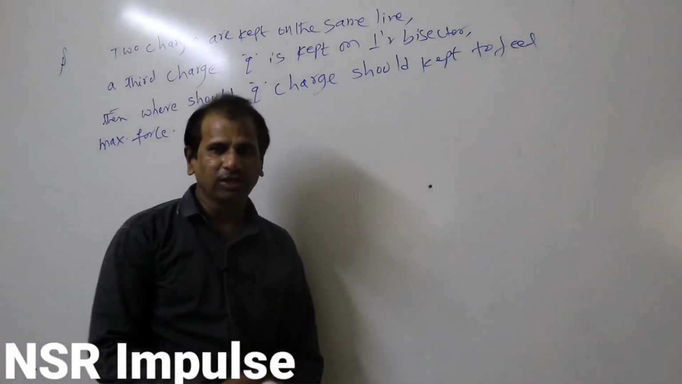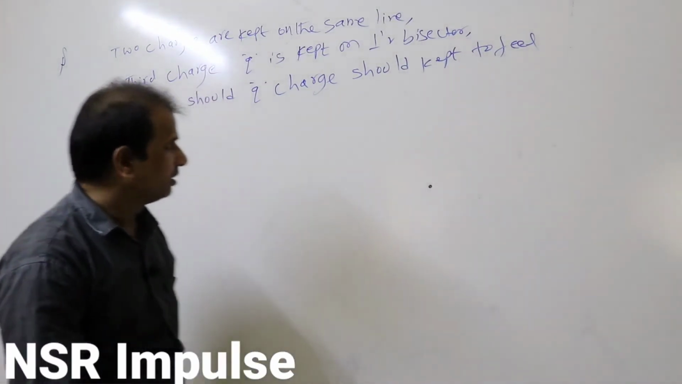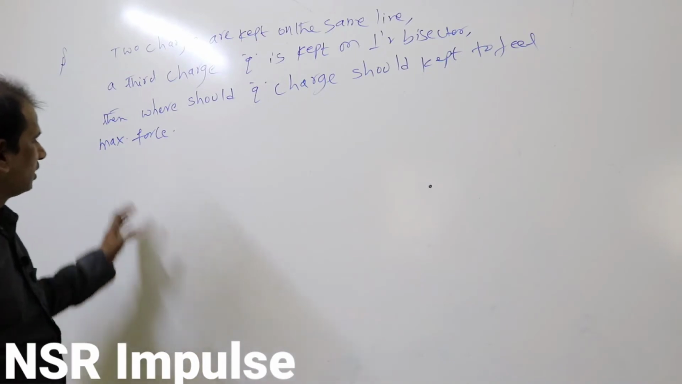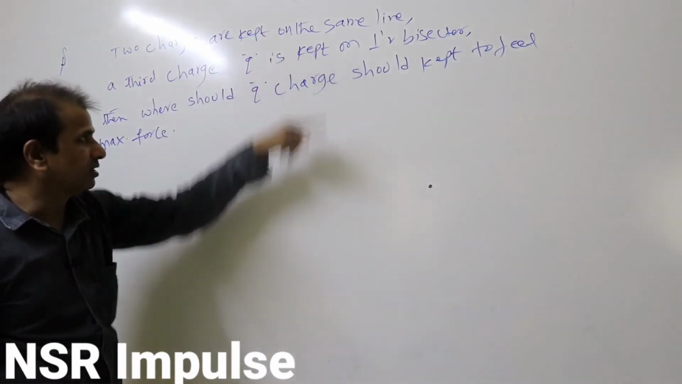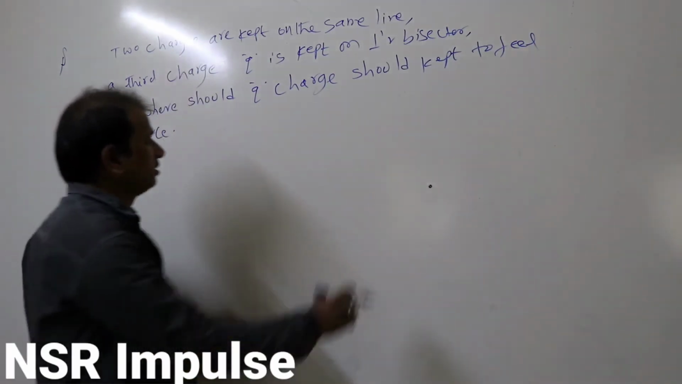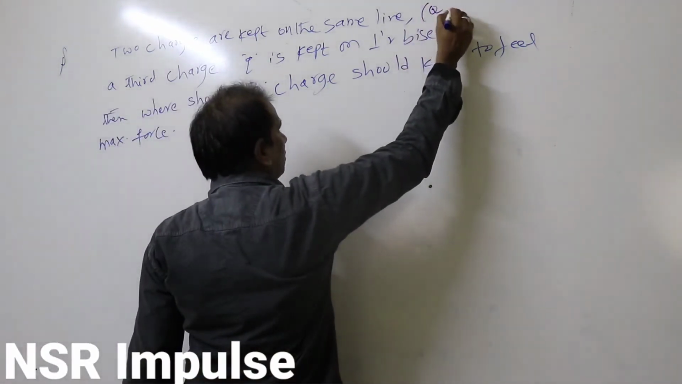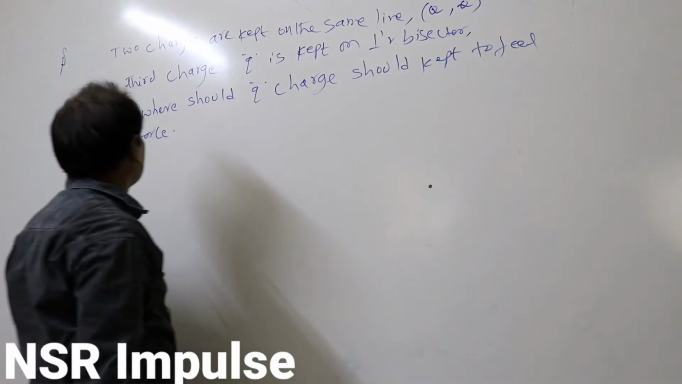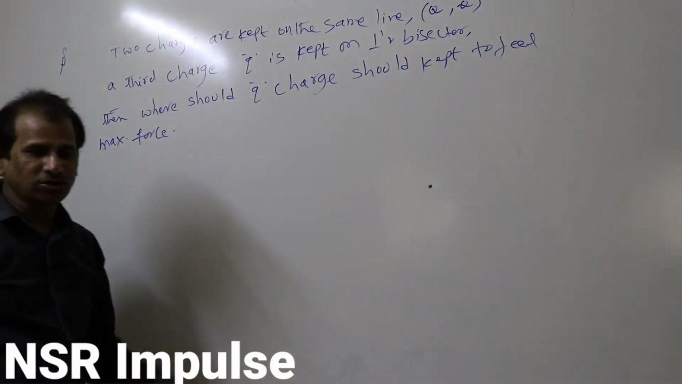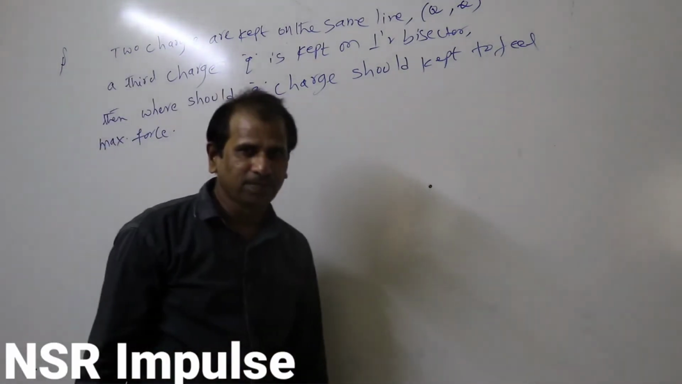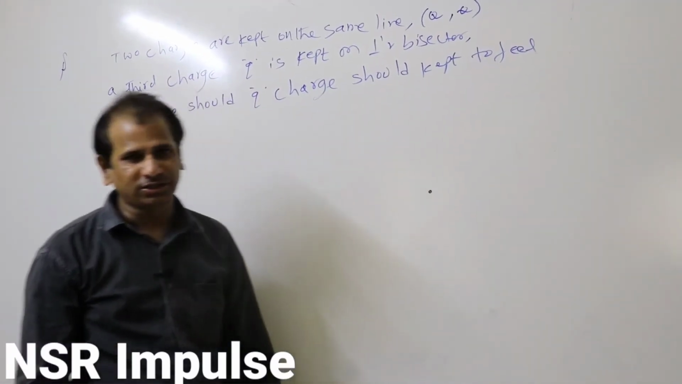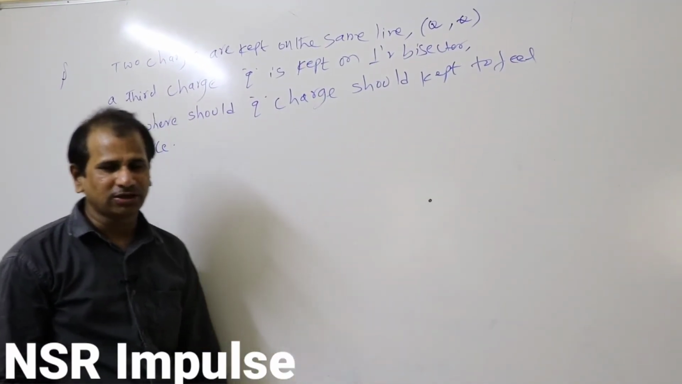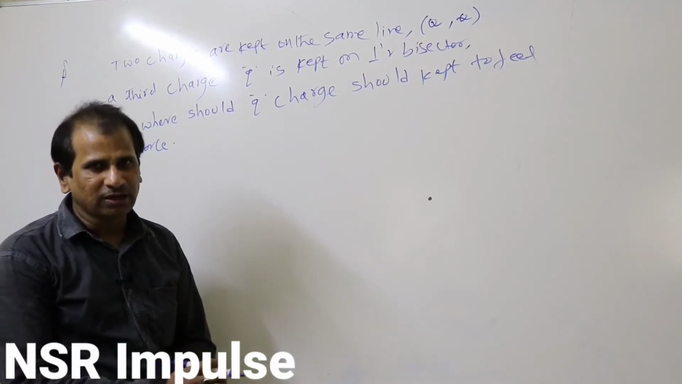So this is one problem given earlier in the entrance exam. Let us discuss this problem. Here, how many charges? Two charges are kept on the same line. Let us take these two charges as Q, Q, kept on the same line. A third charge q is kept on the bisector. Then the third charge q should be kept at what distance on the perpendicular bisector in order to feel maximum force?